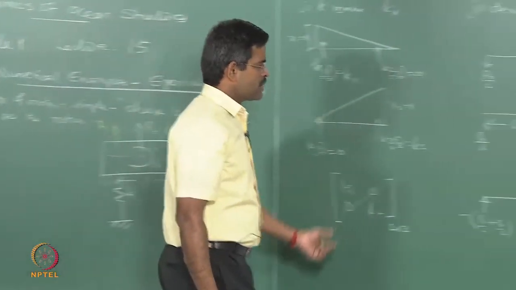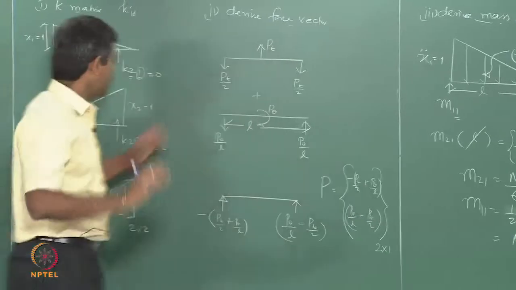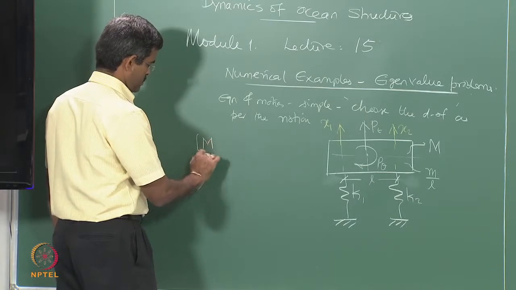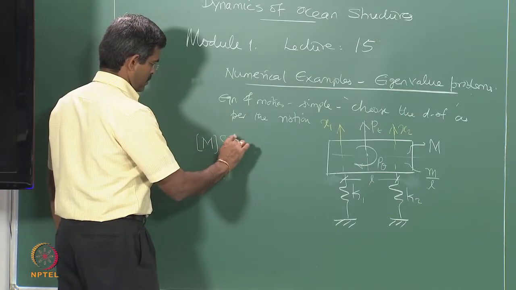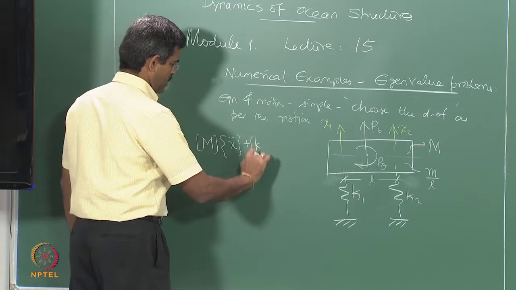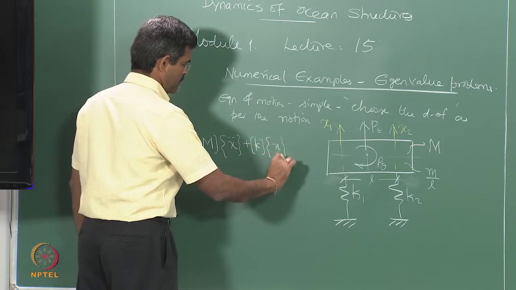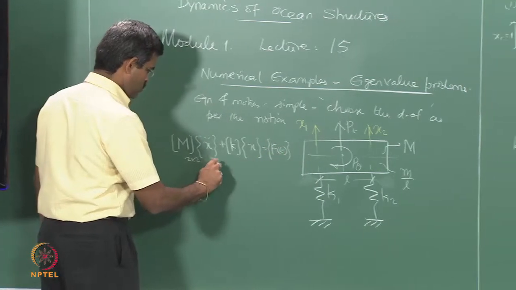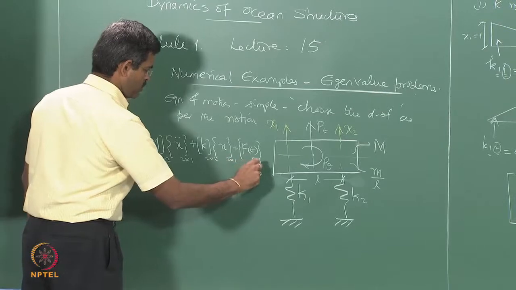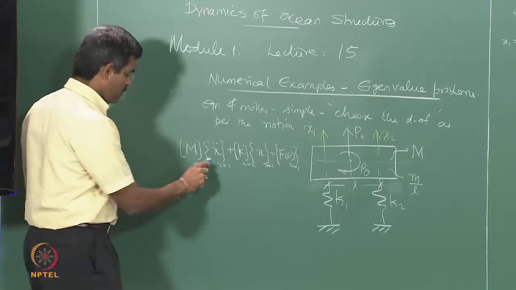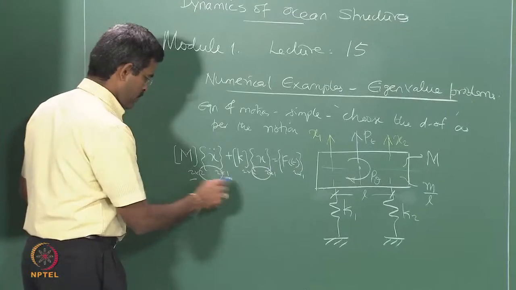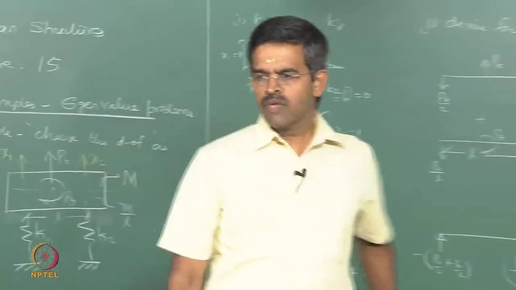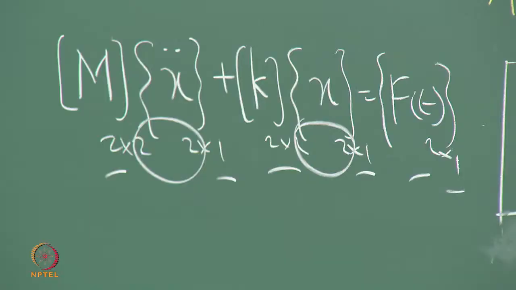So, I have now K matrix, I have now M, I have f of t. I can even write the equation of motion simply as M x double dot plus K x equals f of t, which is 2 by 2, 2 by 1, 2 by 2, 2 by 1, 2 by 1. So, there is a total compatibility. So, the equation is written. Okay. Now, we should know how to solve this.